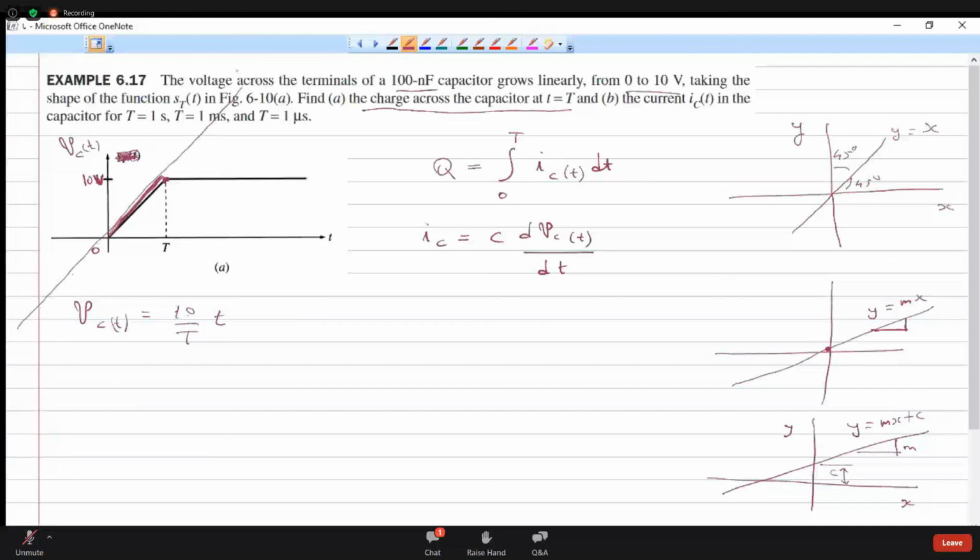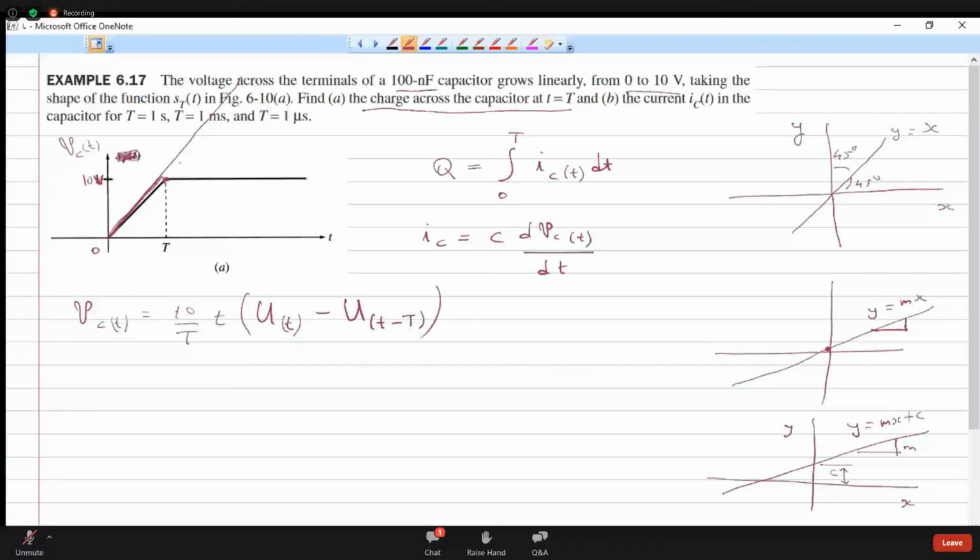Now I don't want this to happen. So how can I limit it? I limit it by multiplying it with u of t. So the negative region is gone, but the positive region is now going to increase from t equal to 0 to t equal to infinity. Now how to solve that? I have to subtract the unit step at a delayed time, which is t minus capital T.